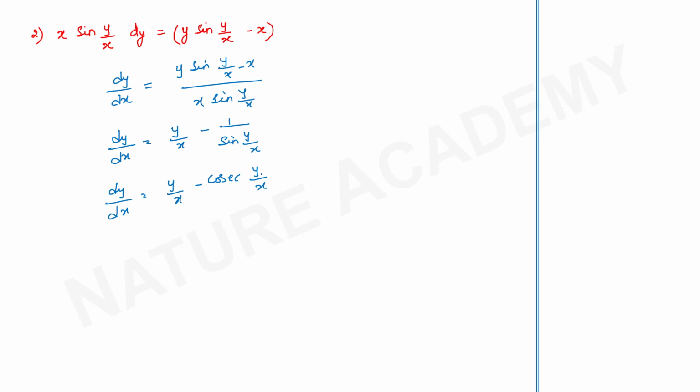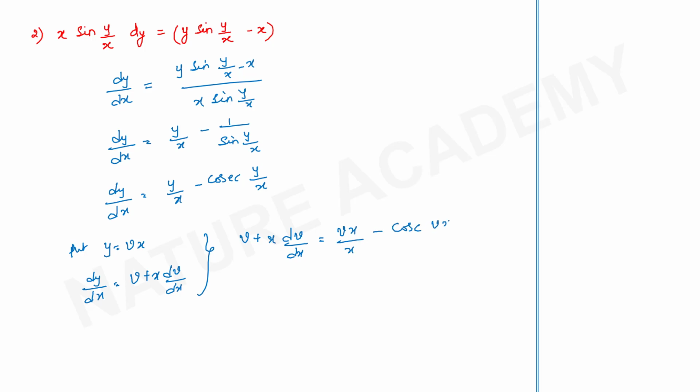See here the degree is same. The degree is same for x and y for all the terms, f of xy by phi of xy. Therefore, this is a homogeneous equation. Now proceed with putting y is equal to vx, and dy by dx is equal to v plus x into dv by dx. So you get v plus x into dv by dx is equal to v into x by x minus cosecant vx by x.